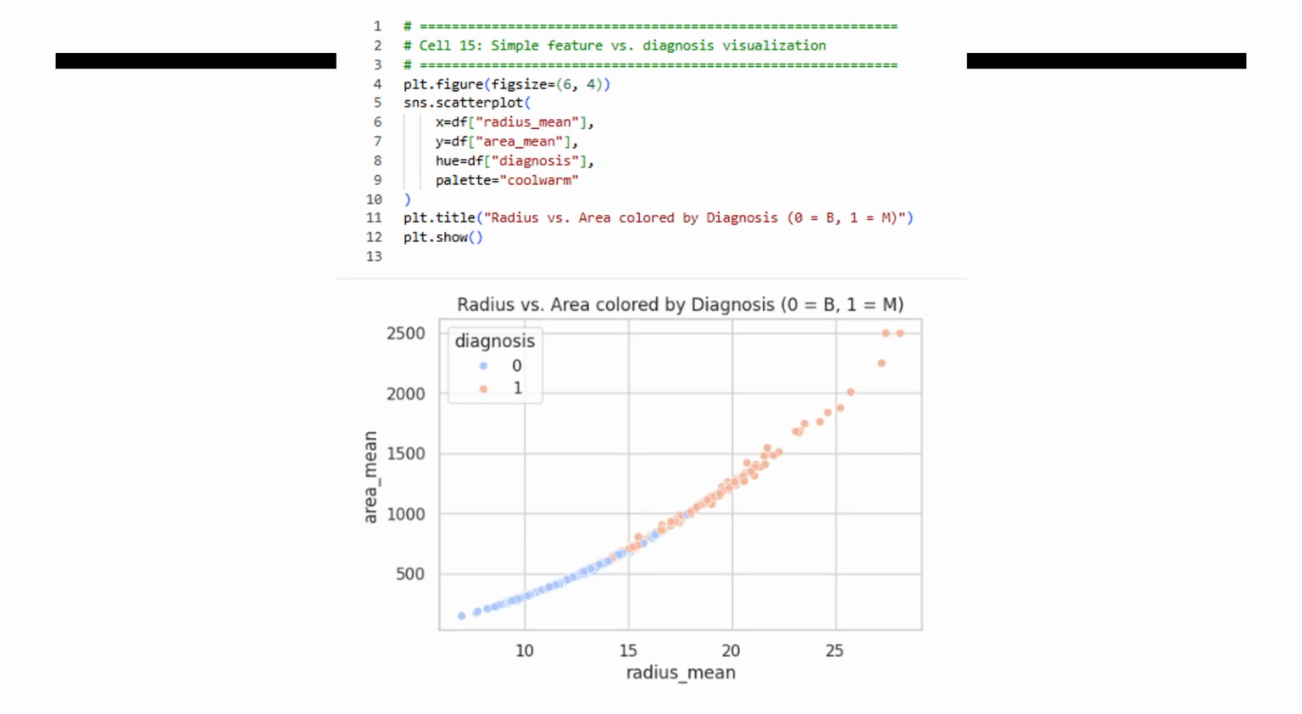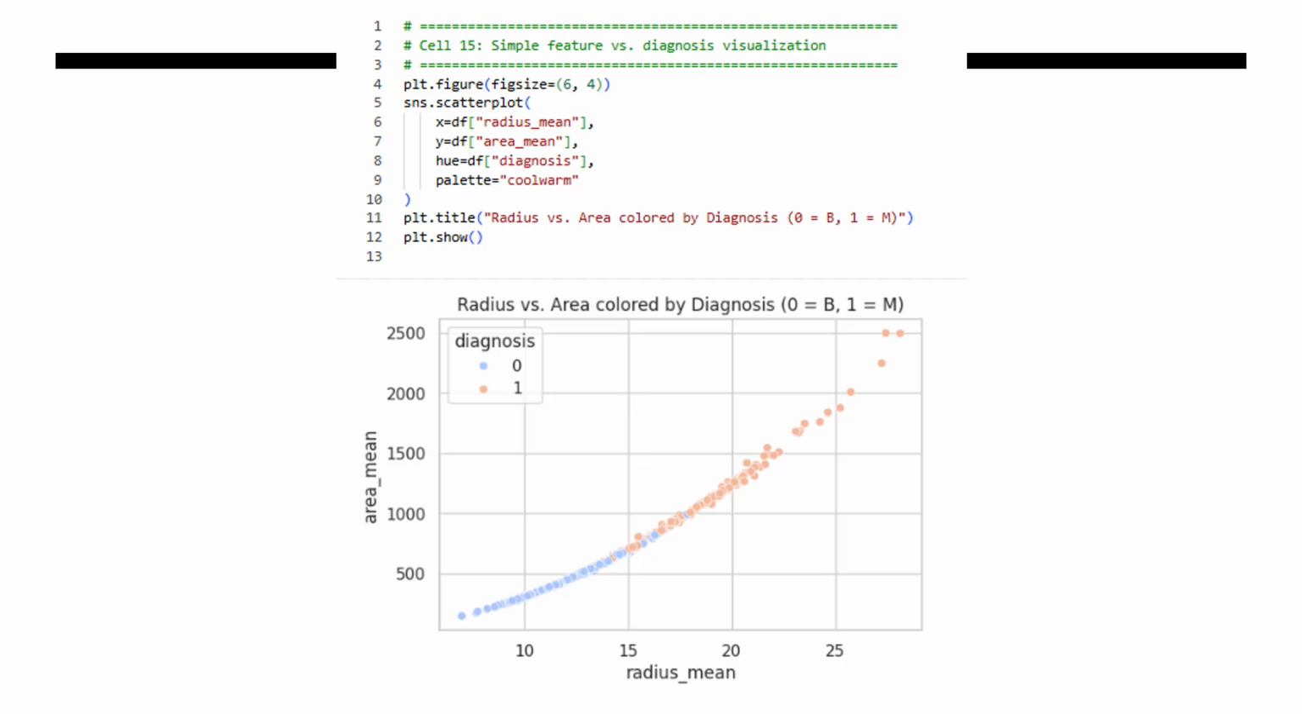And now let's look at the last output of this Python code. Now, we visualize something very powerful here. No equations, just geometry. On the x-axis, radius mean. On the y-axis, area mean. And the color represents diagnosis, okay? Blue is benign, red is malignant.